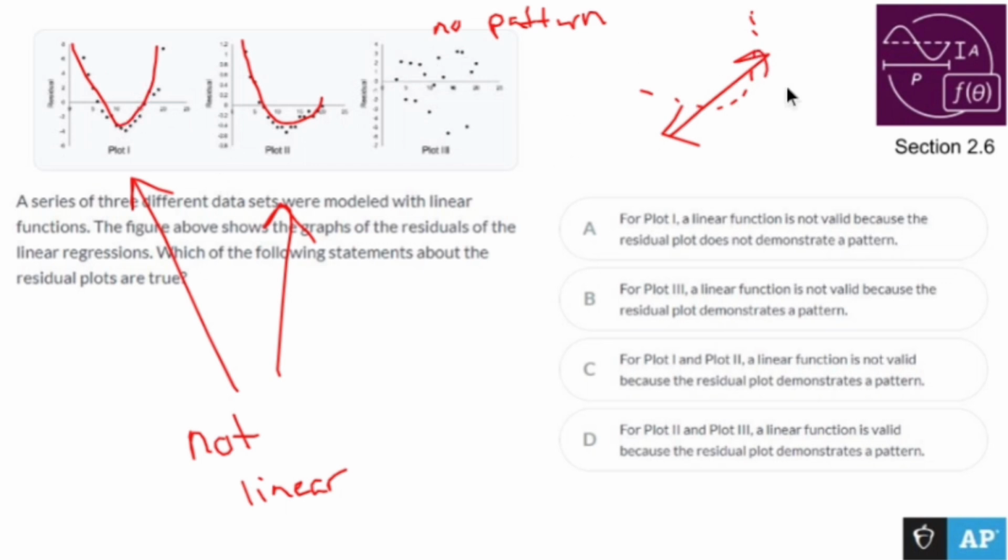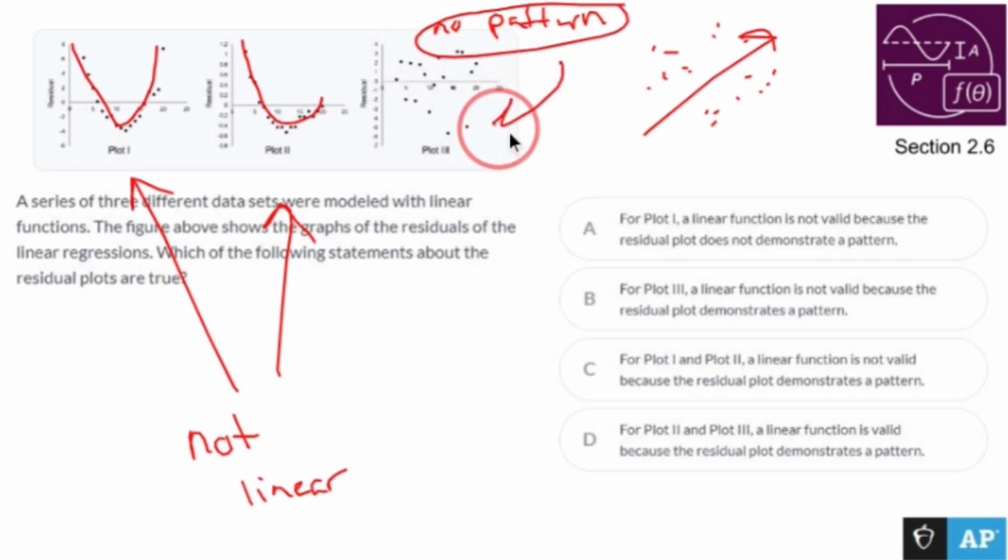However, if I were to take this third guy and say, here, you're a line, and I have a bunch of dots scattered above here, and a bunch of dots scattered above there, and there's no obvious pattern, then linear is appropriate. So these guys, since they have a pattern on a residual plot, means they're not linear. Since this guy has no pattern on a residual plot, that guy is linear. So plot 1 and 2 are not linear.